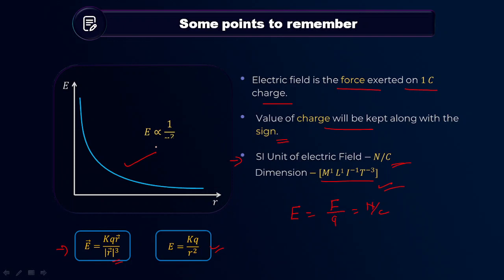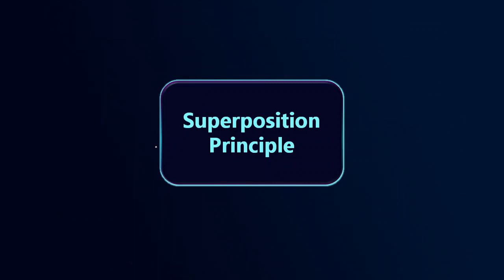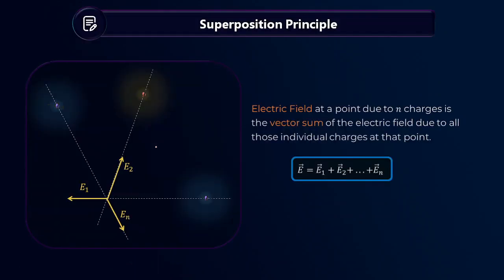Next, the superposition principle, same as what we did in the case of electrostatic force. If we have two or more charged particles present, like here we have one charged particle q1, here another charged particle q2, charged particle q3, and so on, then the electric field at a point due to n charges is the vector sum of the electric field due to all those individual charges at that point.